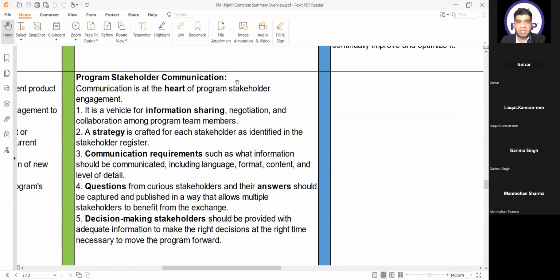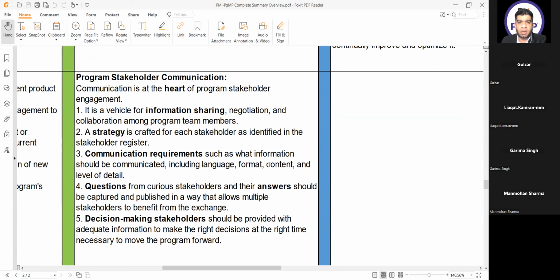Program stakeholder communication. Communication is at the heart of program stakeholder engagement. It is a vehicle for information sharing, negotiation, and collaboration among program team members. A strategy is crafted for each stakeholder as defined in the stakeholder register. So this is important: a communication strategy for each stakeholder in the stakeholder register.